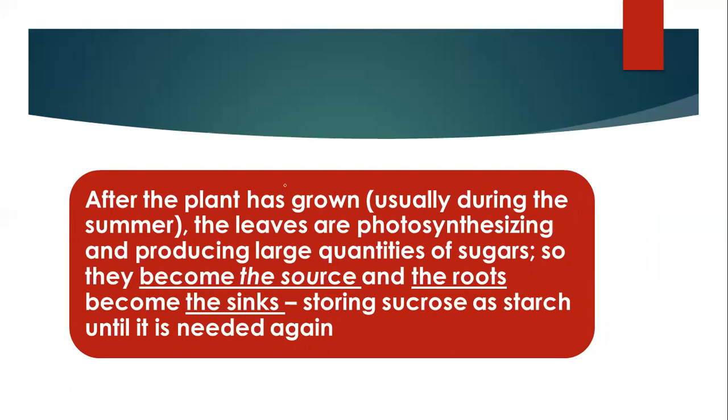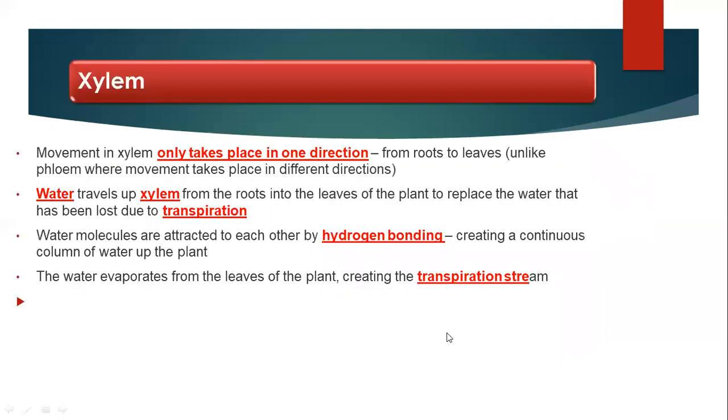During summertime, where the leaves are more, photosynthesis starts, and it will produce a large quantity of sugar. So the leaves now are the source, and if the sugar is in excess of the need of the plant, it will go and be stored in the root. So the root will be the sink now. The root will store excess sucrose that's not needed now as starch until it's needed again.